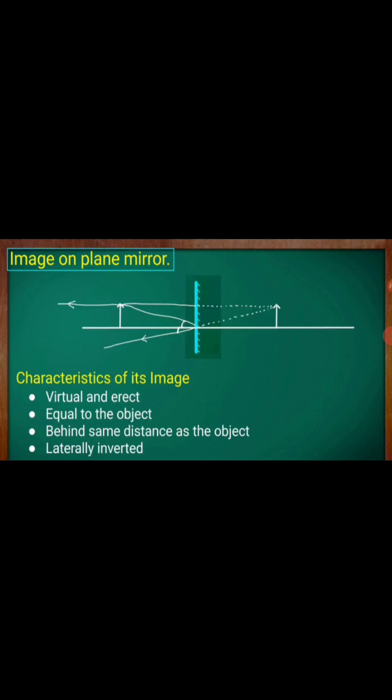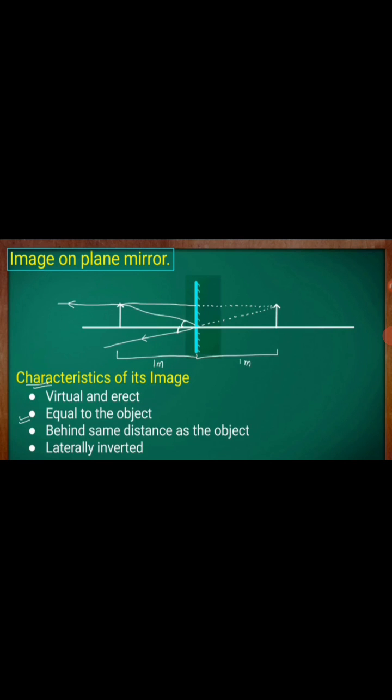And what about the object and the image formation? Just observe, the image formed is exactly equal to the object in size. And what about the distance of the object and the image? If the object is at 1 meter from the plane mirror, then exactly at 1 meter behind the mirror the image is formed.